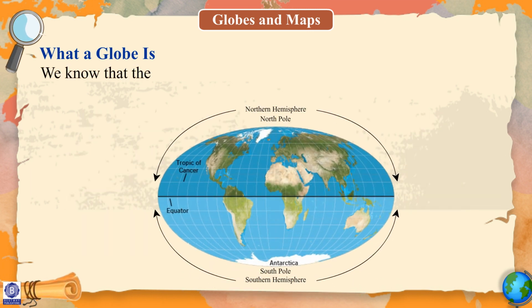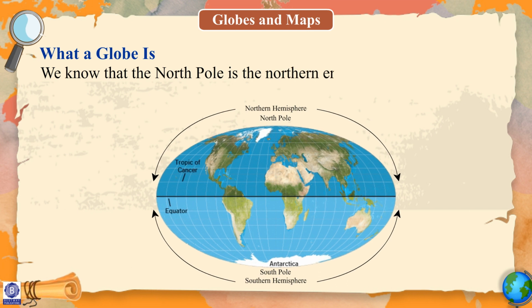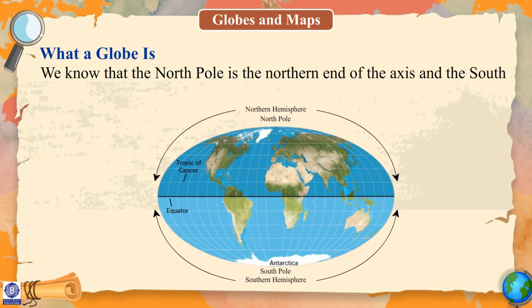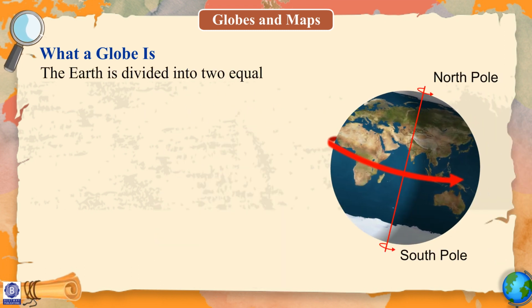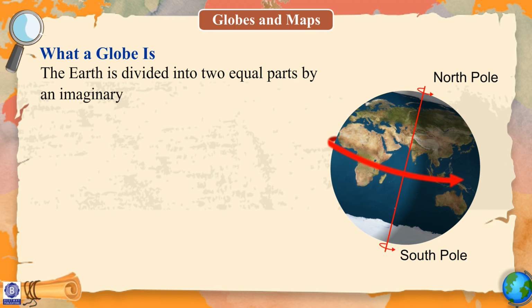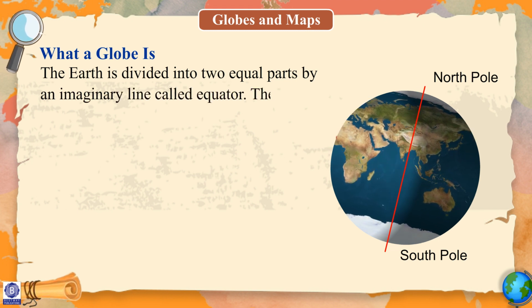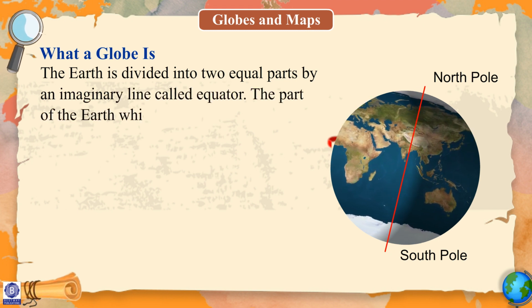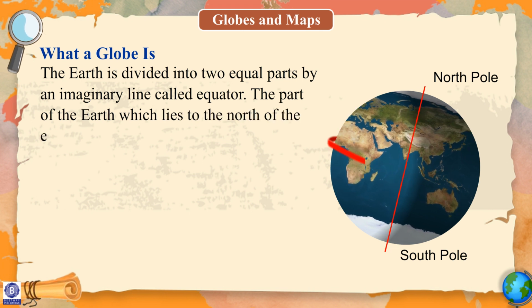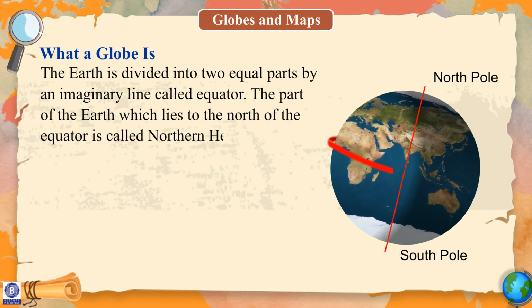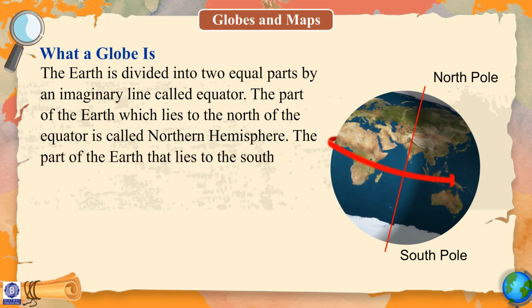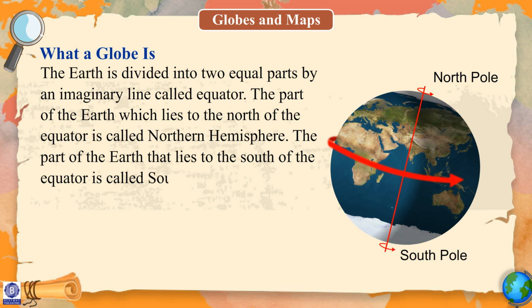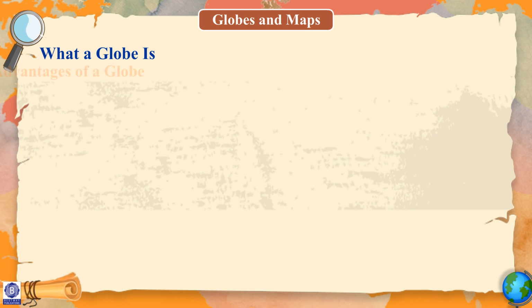We know that the North Pole is the northern end of the axis and the South Pole is the southern end of the axis. The Earth is divided into two equal parts by an imaginary line called the equator. The part of the Earth which lies to the north of the equator is called the Northern Hemisphere. The part of the Earth that lies to the south of the equator is called the Southern Hemisphere.